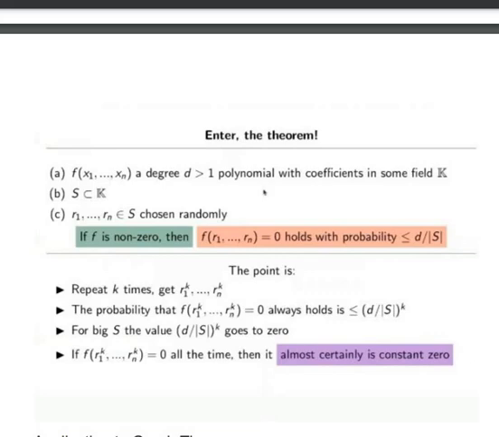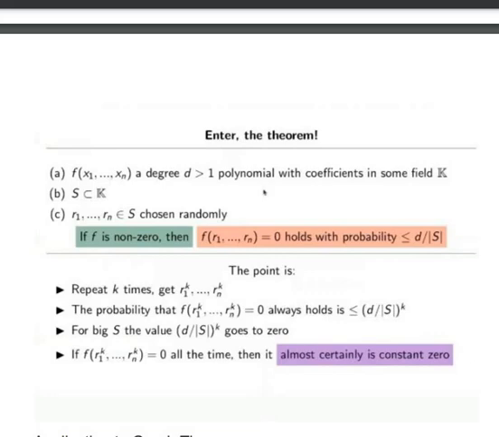That is, the theorem says the polynomial f has degree greater than 1, with coefficients in some field k, and S is a subset of k, and from this S we have randomly chosen r1, r2, etc., rn, provided f is non-zero. This is actually funny itself.